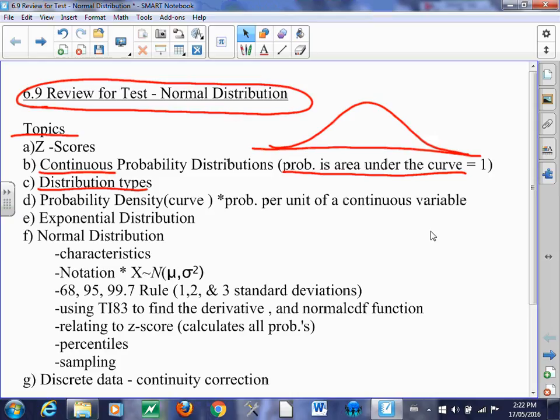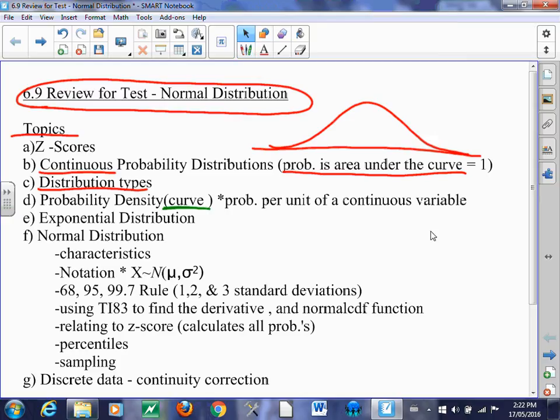Make sure you know the distribution types, symmetrical or non-symmetrical. We've got uniform, we've got the normal bell curve, we've got exponential, we've got skewed left, skewed right, we've got bimodal. Make sure when you take a look at the probability density that that's the curve itself, and that's the per unit of a continuous variable. So that's the curve.